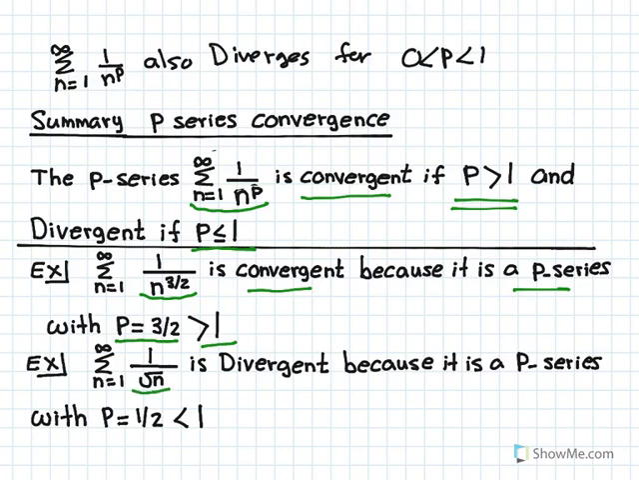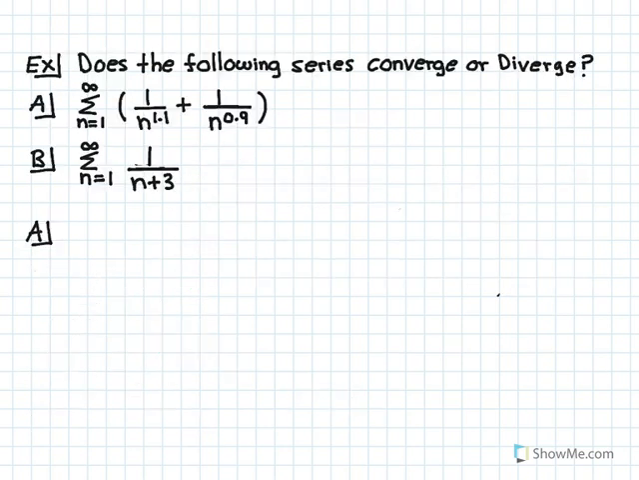Summation 1 over root n. Here, we can see that p is equal to 1/2 because we can rewrite this as summation 1 divided by n to the 1/2, n equals 1 to infinity, and the value of p is equal to 1/2, which is less than 1. For this reason, this series is divergent because it's a p series with p equals 1/2, and 1/2 is less than 1. All right, let's look at some examples.